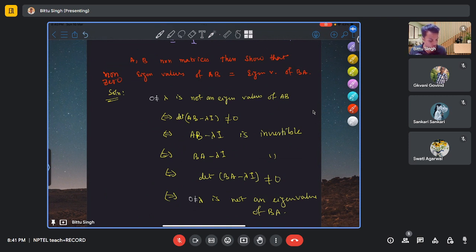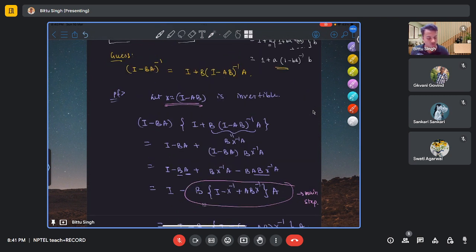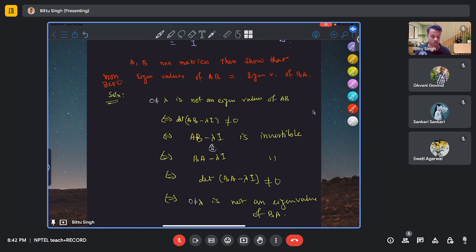Because for this fact, AB minus lambda is invertible if and only if BA minus lambda is invertible. We have proved this fact when lambda is non-zero. Here we can replace I by some lambda when lambda is non-zero, so we are using this fact here. That's why we are not assuming zero eigenvalues.